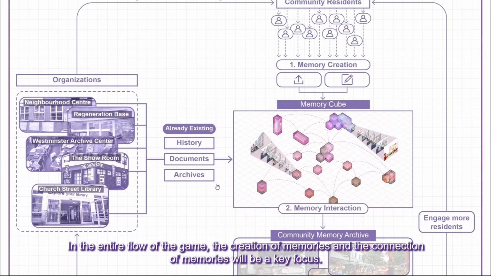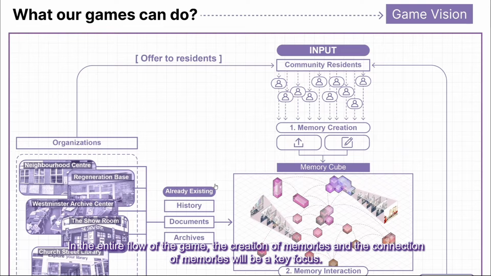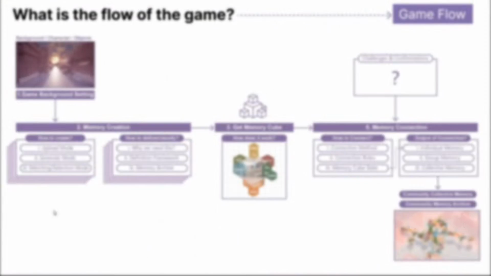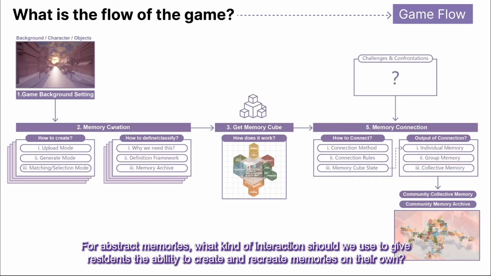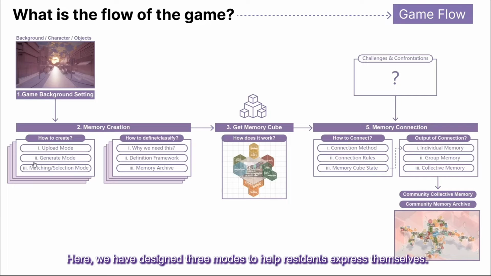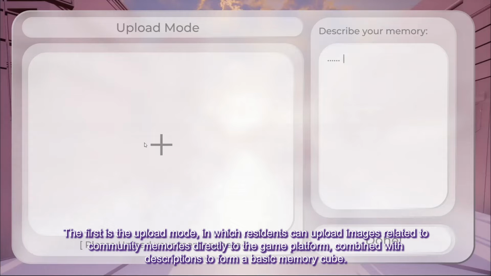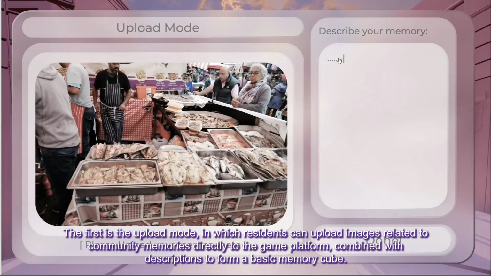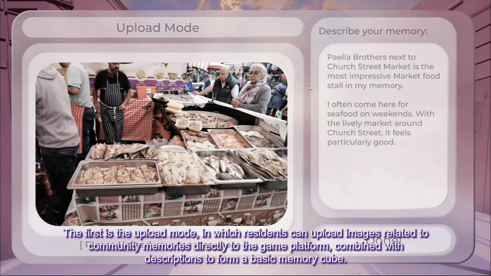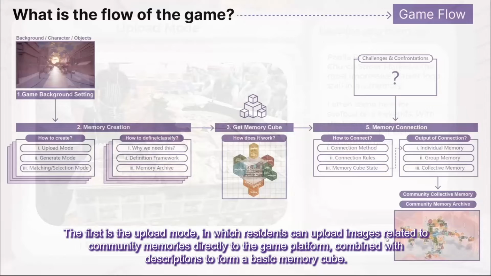In the entire flow of the game, the creation of memories and the connection of memories will be the key focus. For abstract memories, what kind of interaction should we use to give residents the ability to create and recreate memories on their own? Here, we have designed three modes to help residents express themselves. The first is the upload mode, in which residents can upload images related to the community memories directly to the game platform, combined with the descriptions to form a basic memory cube.